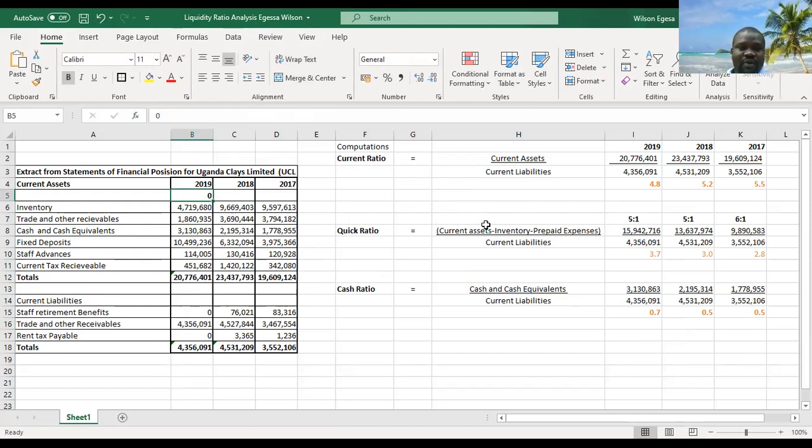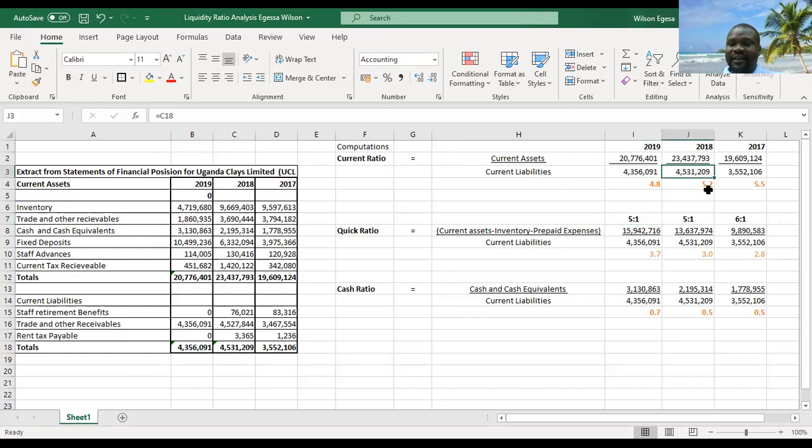So it was 20 billions, while its current liabilities were 4.3 billions. So looking at the formula, we get the 20 billions and divide by the 4 billions. That gives us 4.8. When you round it off, it comes to 5. So it is 5 to 1, which means that the business is financially healthy as it can pay off its current obligations 5 times. The current assets are 5 times its current liabilities.